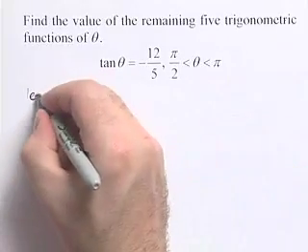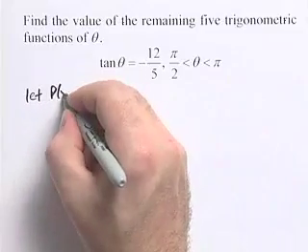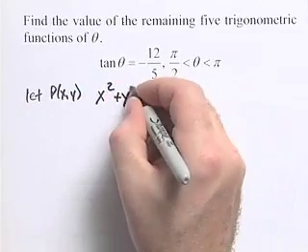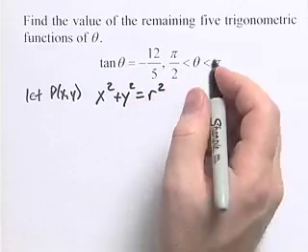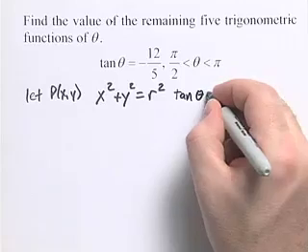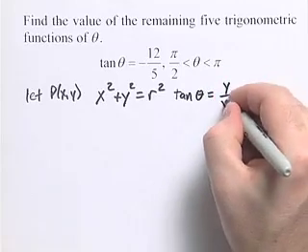If we let point xy be on the graph of a circle, x squared plus y squared equals r squared, we know that tangent of theta is equal to y over x.